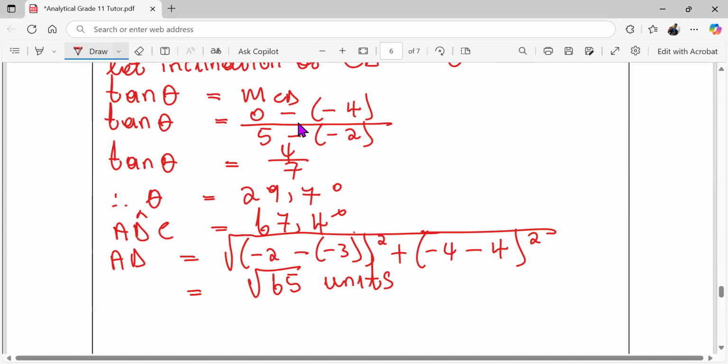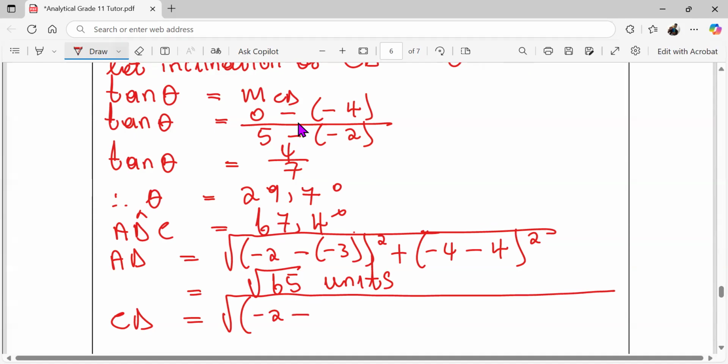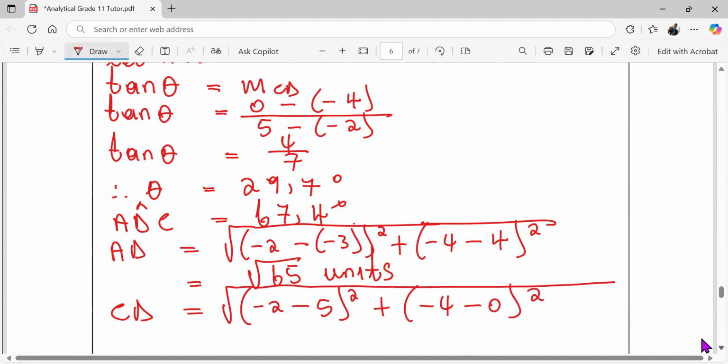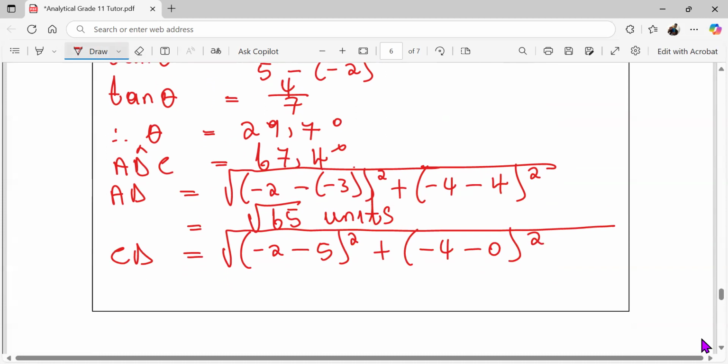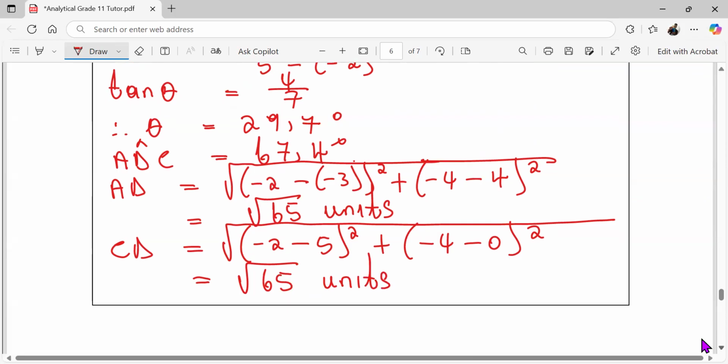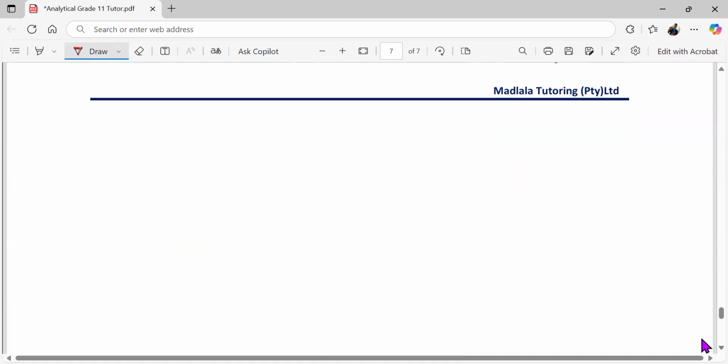Then I come back and find the length of CD. Now, once again, it's just going to be the x value at D, which is -2, minus the x value at C, -5, and the y value at D minus the y value at C. So then, if we press this into the calculator, once again, we find that CD is just going to be square root 65. Then finding the area becomes easy now.